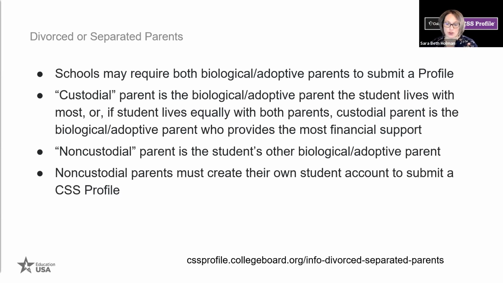It's important to note that only one CSS profile application can be done under the student's College Board account. In most cases, the information for the custodial parent's household is submitted under that student's College Board account. The non-custodial parent then creates their own College Board account under their name and completes a CSS profile for the student under their College Board account. That gets a little bit confusing, but again, there are resources on the website that explain that.